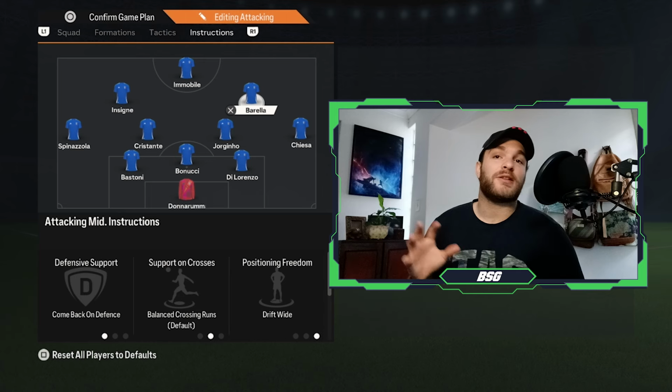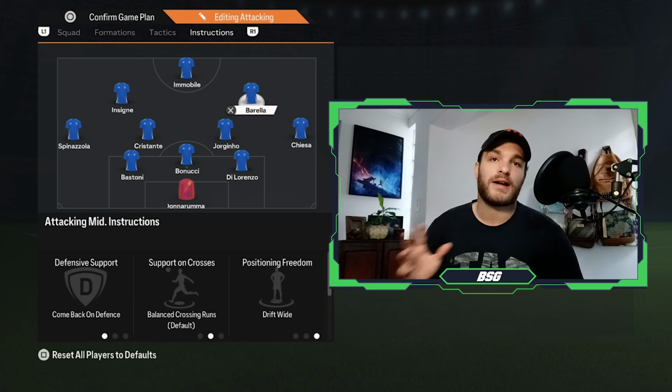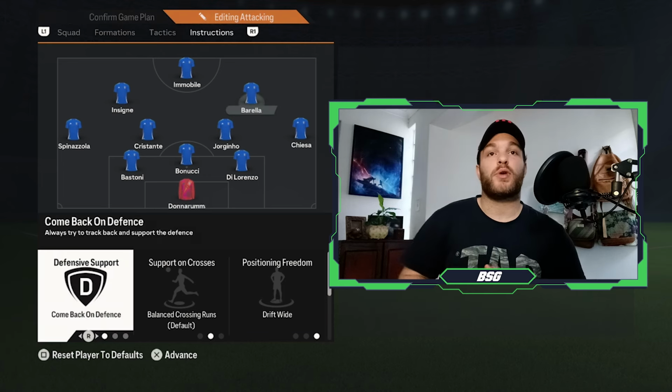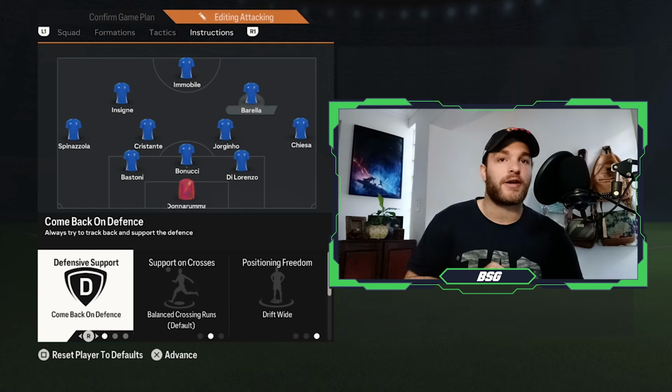Nico Barella will be deployed as the right attacking midfielder, looking to very much operate in that wider right space. So he will be set to come back on defense. You will often see him joining up with the likes of Jorginho as well as Verratti, looking to try and solidify that midfield area.